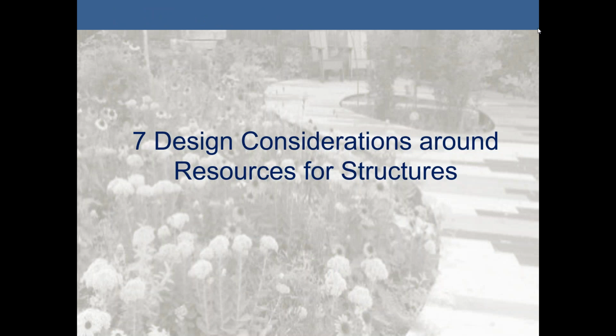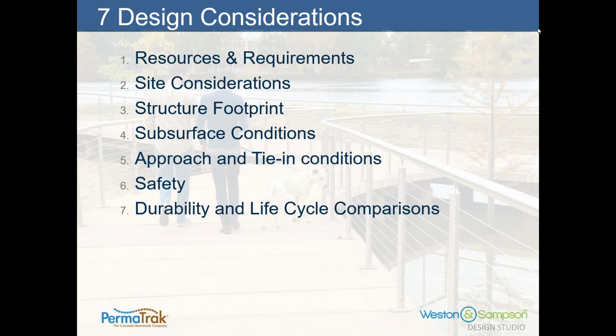So 7 design considerations that we believe should be considered for trail facilities. Starting with identifying the resources and the potential regulatory requirements. Second is looking at the site considerations. Understanding the context of the site is really important to know how is it most appropriate to connect in and around the resource areas. This results in the potential regulatory requirements of working through the permitting process and making sure that you're compliant with local and federal requirements for permits.